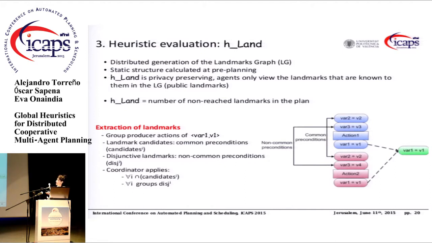They also find out that they have one non-common precondition related to variable 3, with two different values, V3 and V4 respectively, and this is grouped as a disjunctive landmark. In this disjunctive landmark, the fluent variable 3 with value V3 is private to the blue agent, and the fluent variable 3 with value V4 is assigned to the pink agent.